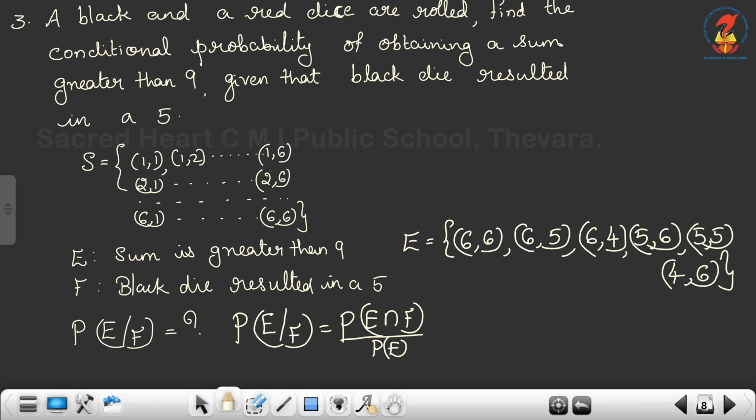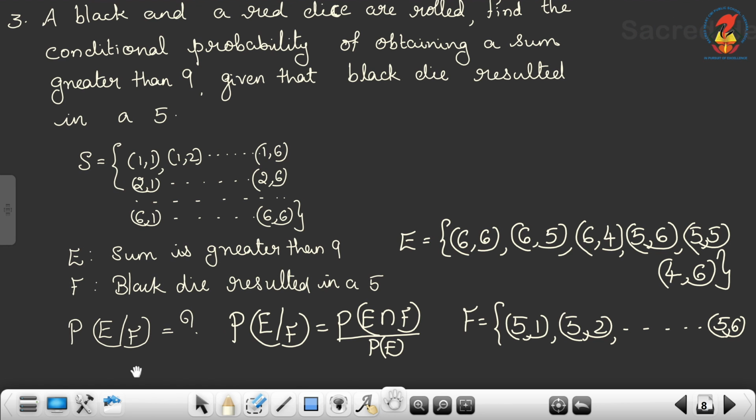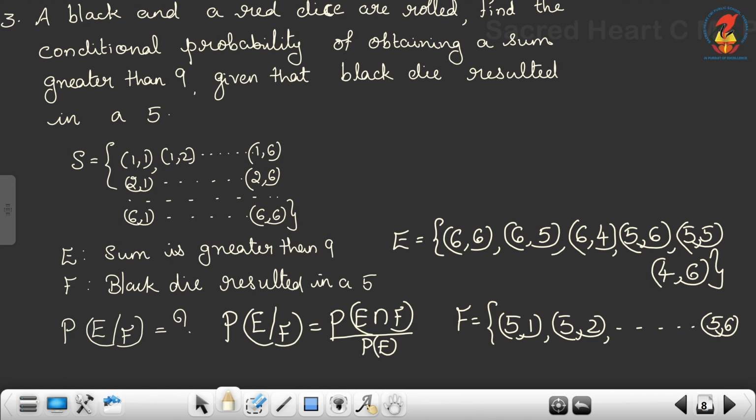Now what is F? F is black die resulted in 5. Black means the first one. Black die resulted in 5 means the first element must be 5. So I can write 5, 1. That is 5th row. 5, 2, 5, 3, 5, 4, 5, 5, 5, 6. This is F. Okay. Now is there an intersection? What is E intersection F? Any common element? Yes, 5, 6 is here. 5, 5 also. 5, 6 and 5, 5.